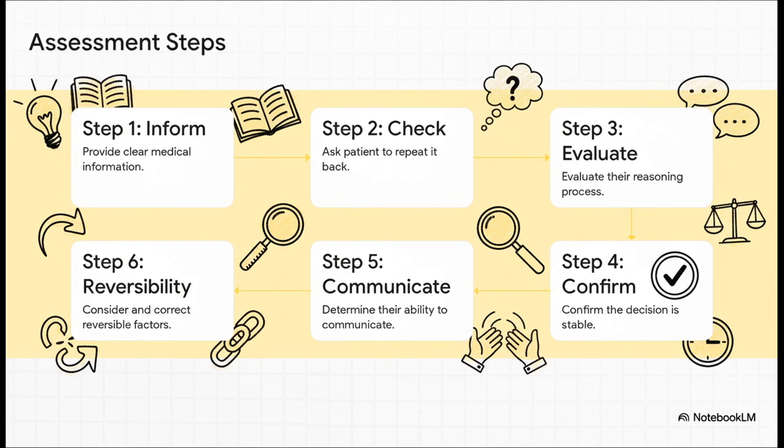So you start by providing clear information. Then you check their understanding and retention by asking them to repeat it back to you. After that, you dig into their reasoning, you confirm their decision is stable, and you figure out if they can communicate that choice. And finally, and this is crucial, you have to consider if there are any reversible factors that might be clouding their judgment.